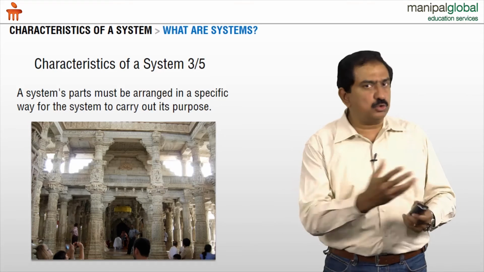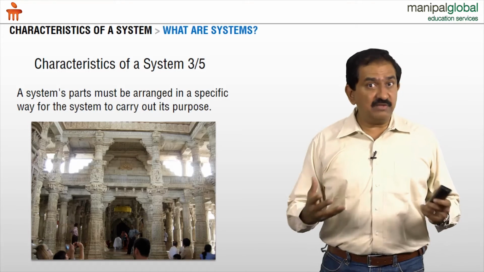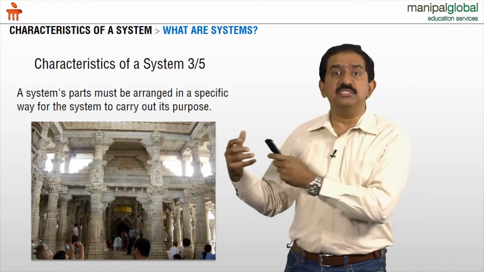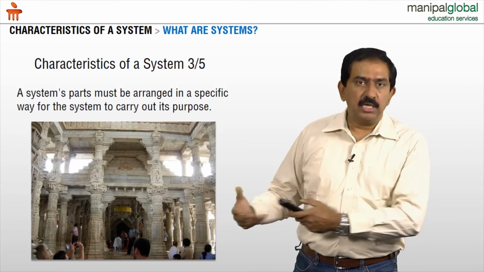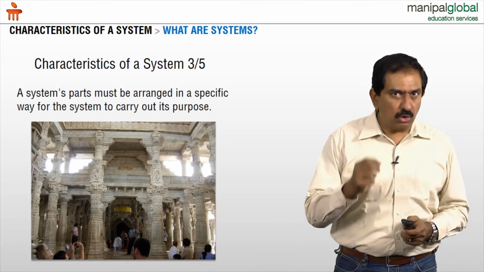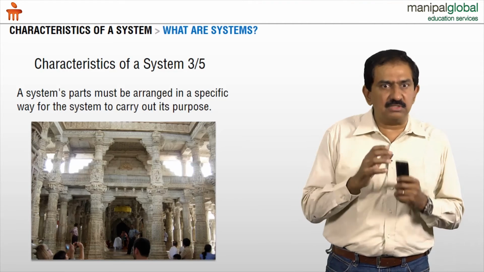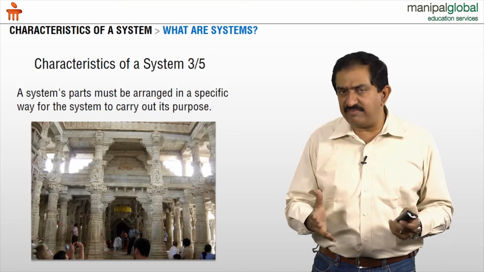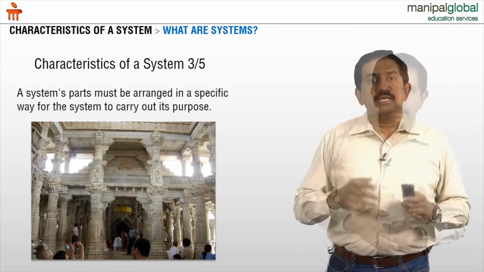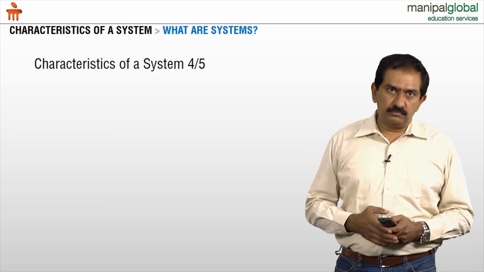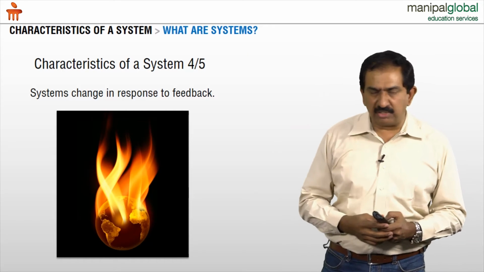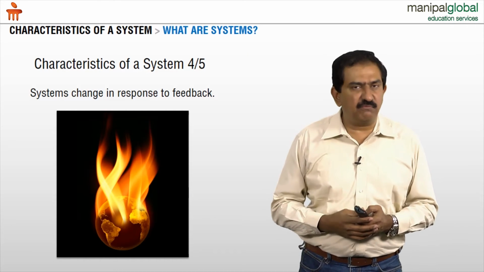If you were to change those pieces around a bit, and if it was still stable, you would form a system, but it would be a different system. That's why characteristic number 3 is so important. All subsystems of a system must be arranged in a specific way for the system to behave the way it does. Characteristic number 4, systems change in response to feedback, and this feedback can be of any form.